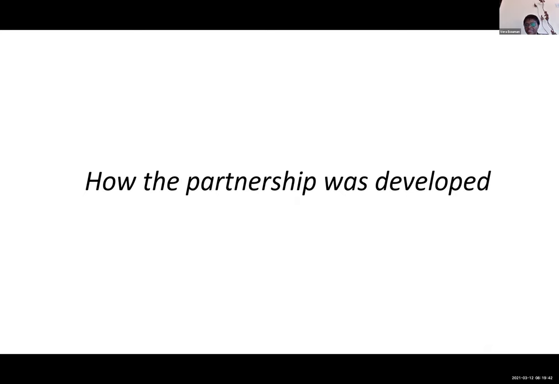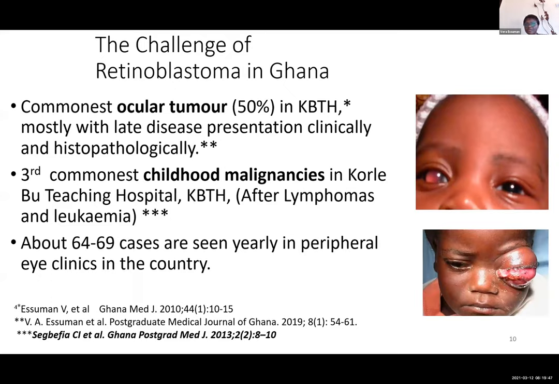I've been talking about retinoblastoma and establishing a national program. So in Ghana, retinoblastoma actually happens to be the commonest intraocular tumor in my department. And most of the children present with late disease, both clinically and histopathologically. It is actually the third commonest childhood malignancy at Korle Bu Teaching Hospital by published data. And overall, we see between 55 and 65 children with retinoblastoma a year across the country.